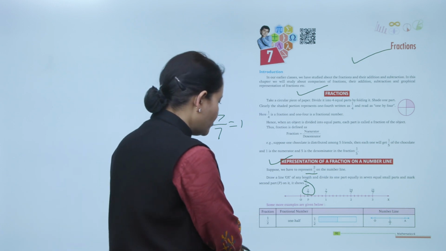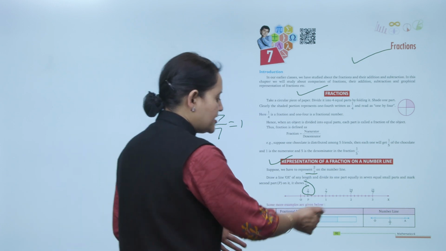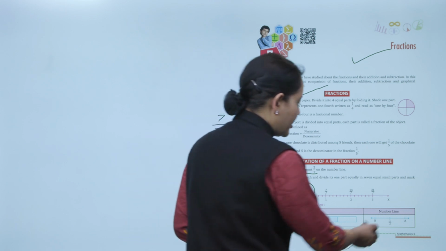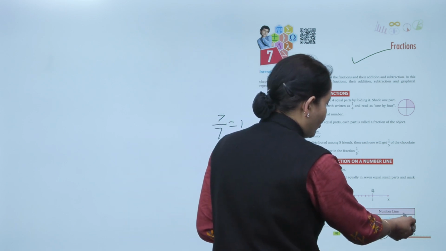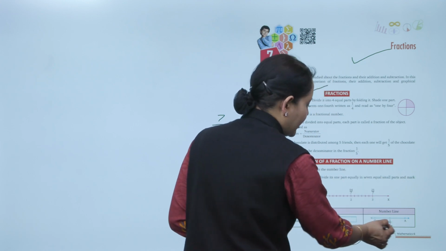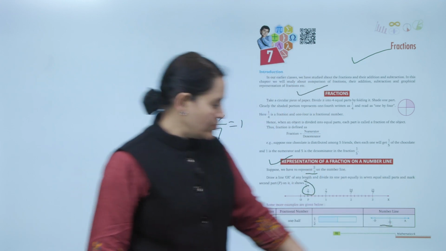Fraction 1 by 2: 1/2 means 2 equal parts, out of that 1 is shaded, that will represent 1 by 2. On the number line, between 0 and 1, the exact middle part is 1 by 2.